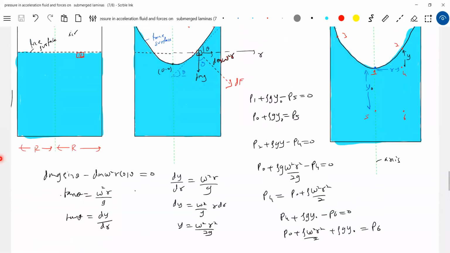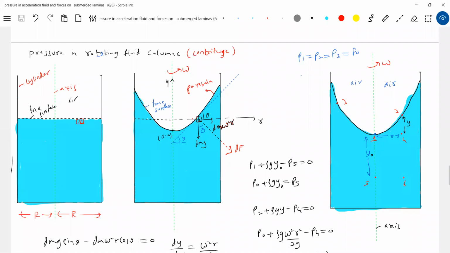And now one more thing. I think there are some books that have started asking this. How much the liquid has risen at the edge, that much it will fall here. I think definitely we have to go to the mathematics of the parabola to show that. So I'll just put it: the rise of liquid at the edges should be equal to the fall of liquid at the axis.